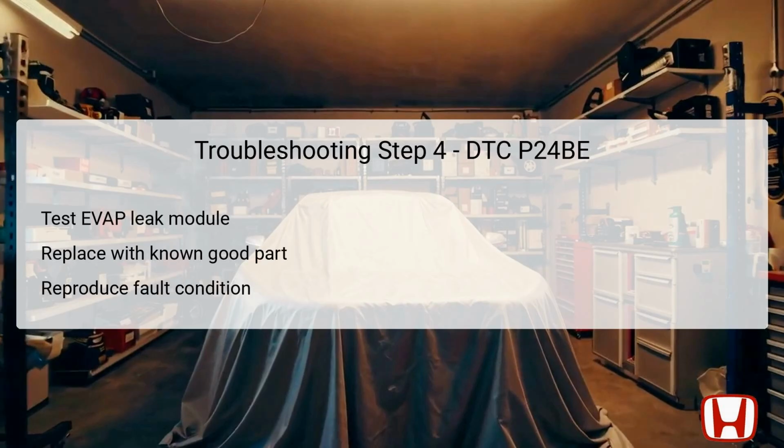For the 4th troubleshooting step, the focus shifts to checking the evap leak check module, as it is challenging to test directly. Since error codes can often arise from components other than those directly indicated by the DTC, installing a known good evap leak check module can provide insight into whether the issue lies within the valve itself or elsewhere in the system. After replacing the module, attempt to replicate the original fault condition that triggered DTC P24BE.